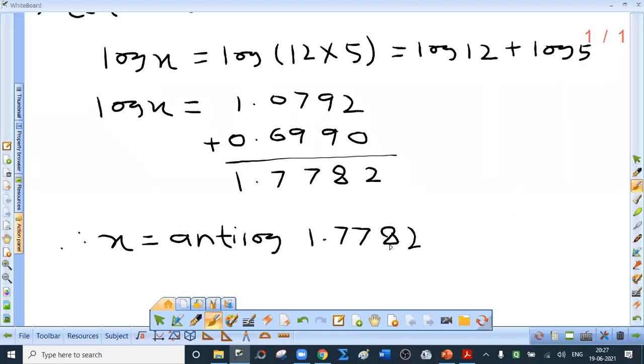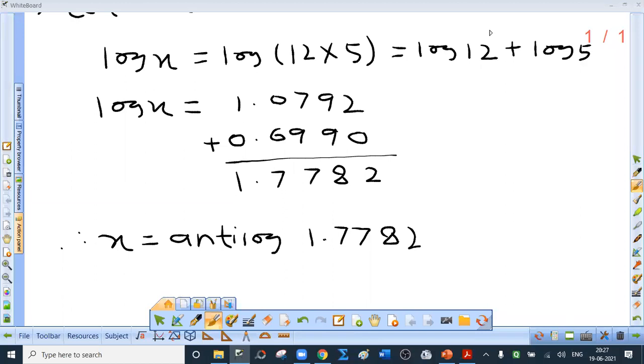Can you tell me the number which is in row 0.77 and column 8? 5998. It is what? 5998. To it add the number which is in the same row and column 2 in mean difference section. Same as we did in case of log tables. Okay. So tell me what is that?